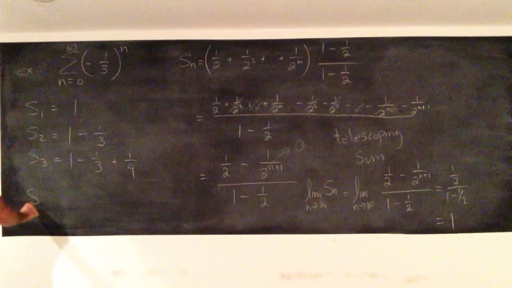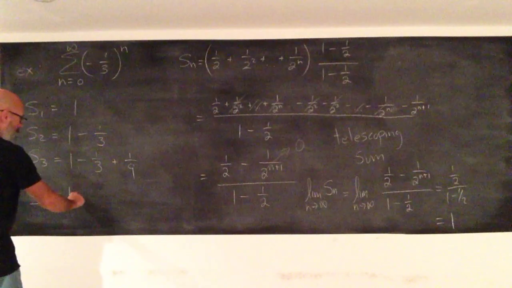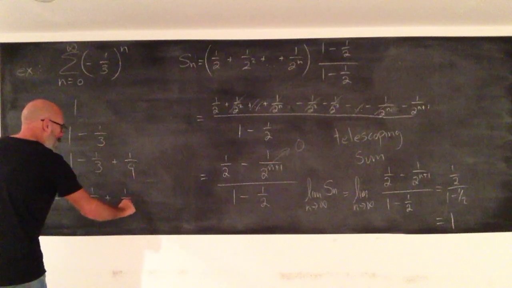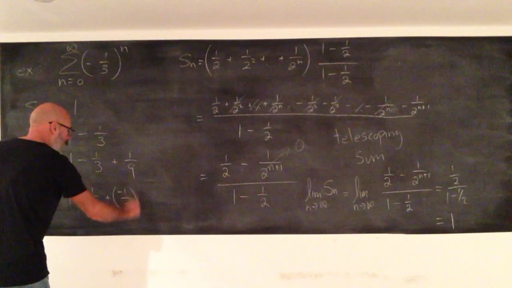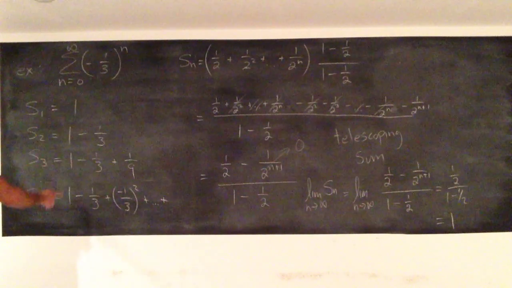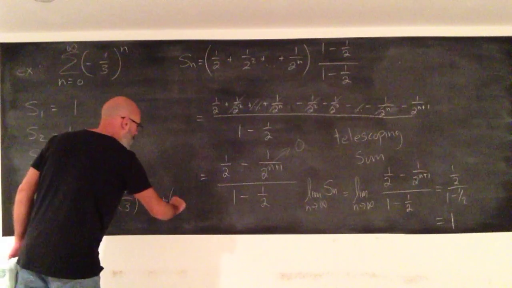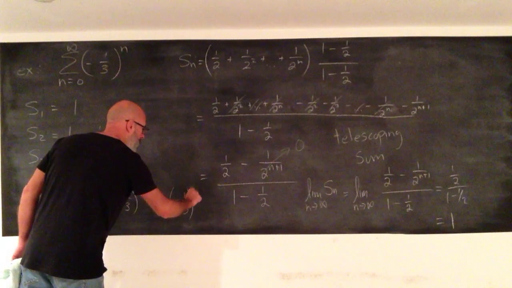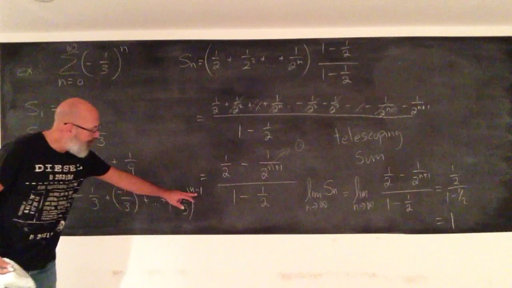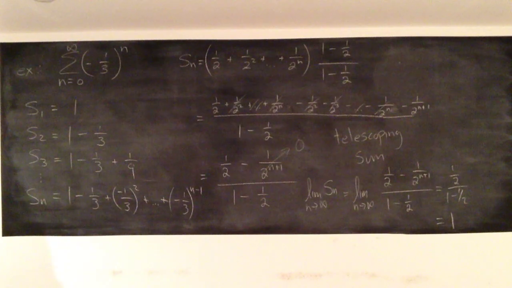Sn, can we describe Sn? 1 minus 1/3 plus negative 1/3 squared, going all the way to, you're going to have n terms here, you're starting at 0, so negative 1/3 to the n minus 1. Convince yourselves that it stops at n minus 1, giving you the required n terms.